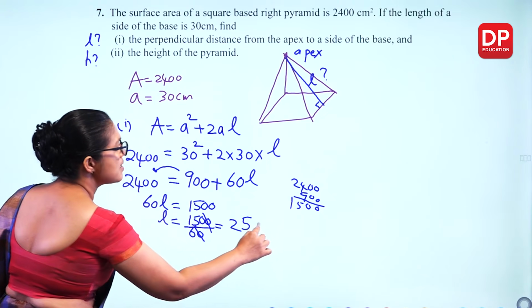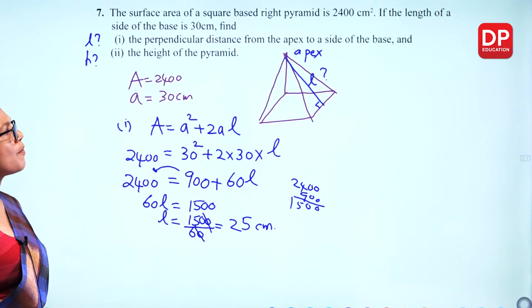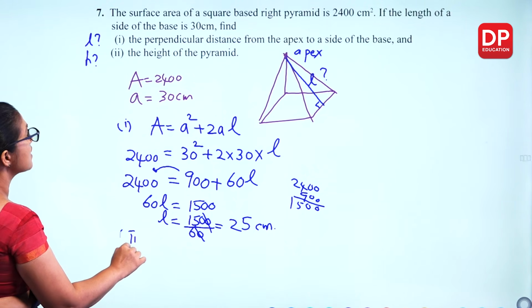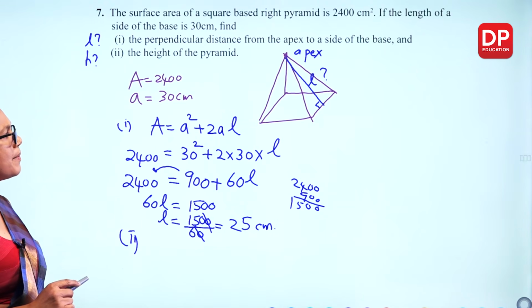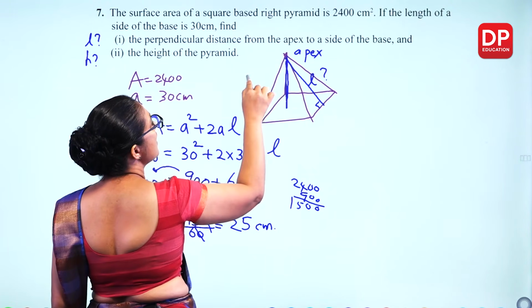So 25 centimeters is the perpendicular distance from the apex to a side of the base. Then we are asked to find in the second part the height of the pyramid. So the height is this one, h.